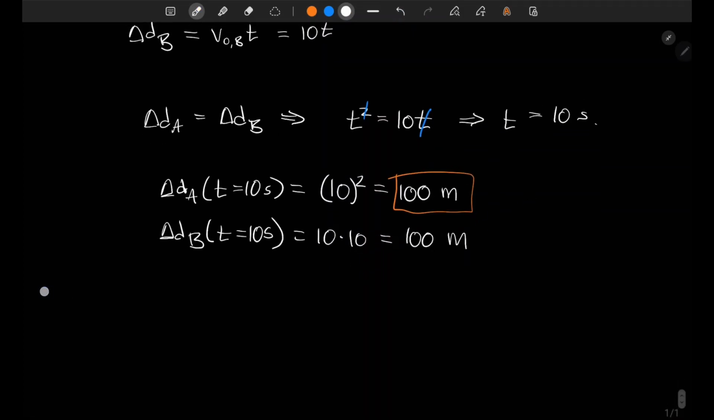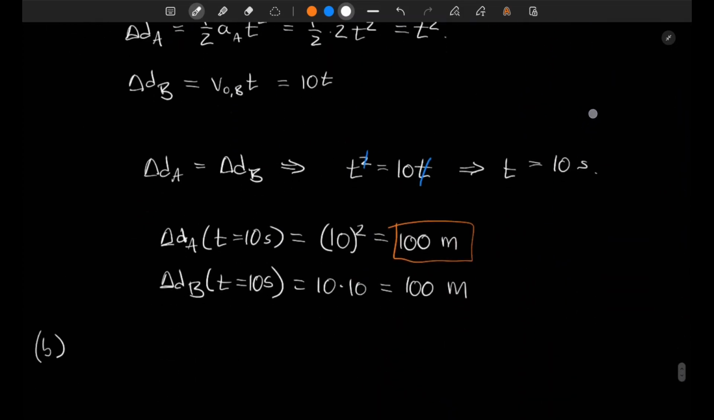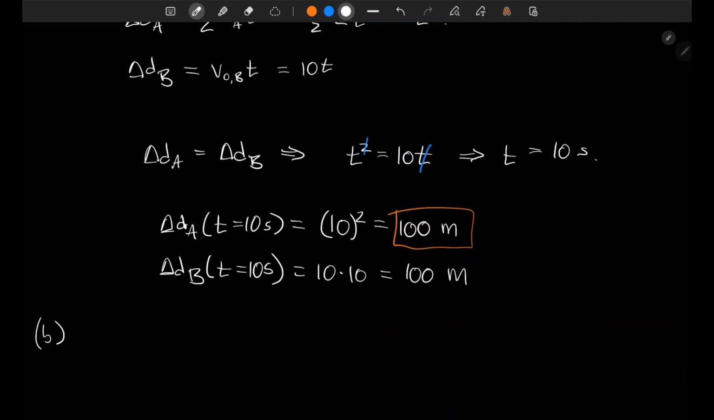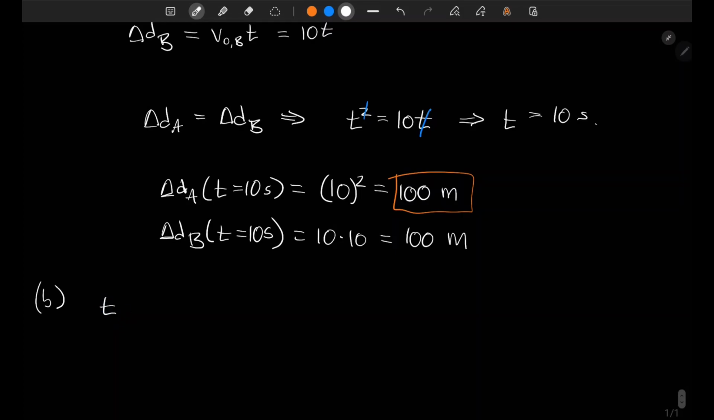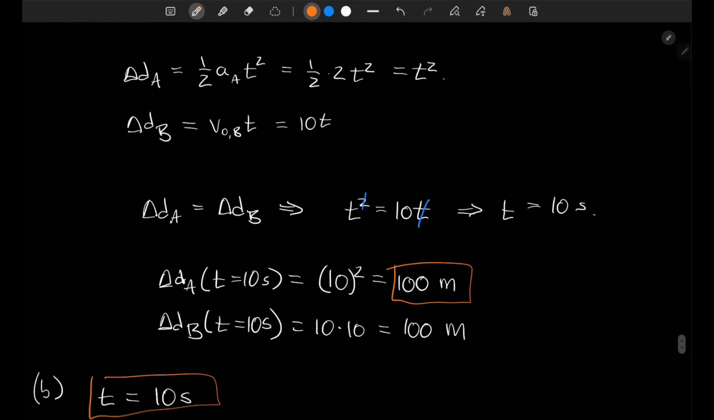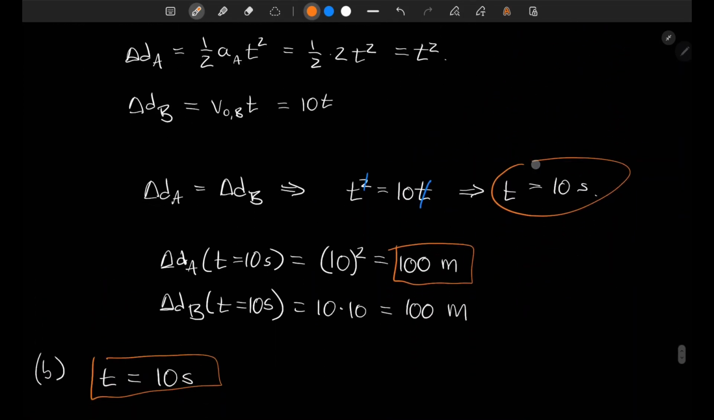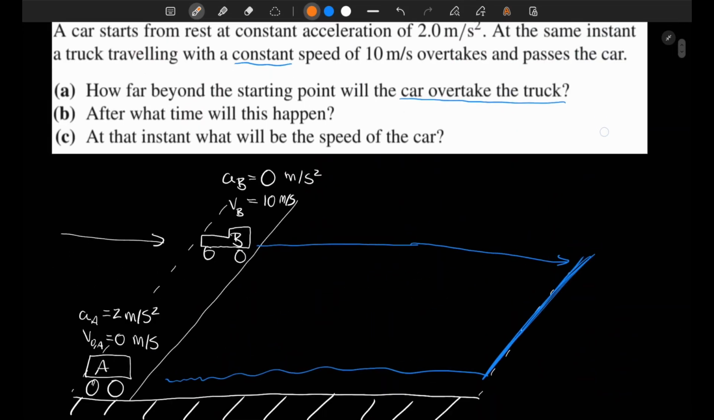Okay. Now, for part B, we see that it asks, after what time will this happen? So after what time do these two cars catch up to each other? Well, we already calculated that time, right? It's literally t is equal to 10 seconds. So in answering this problem, we found that the answer here is t is equal to 10 seconds. These two things coincide with each other, or they have the same distance past the starting point at t equal to 10 seconds. So that's pretty easy, right? In solving the first part, we actually also secretly solved the second part.